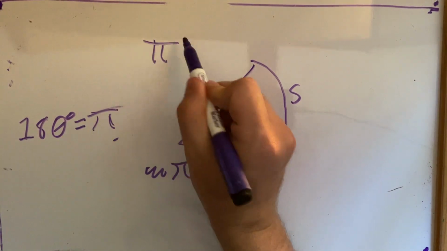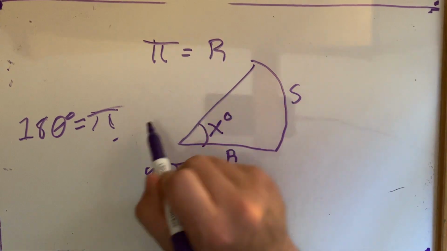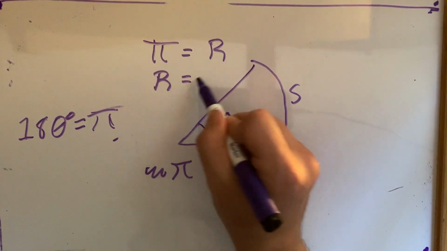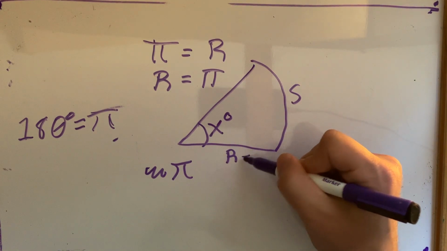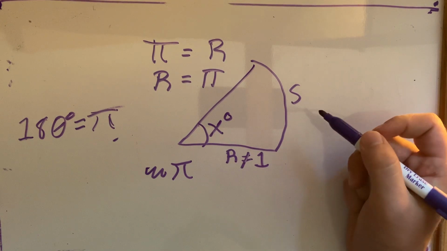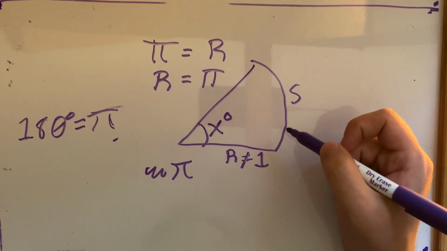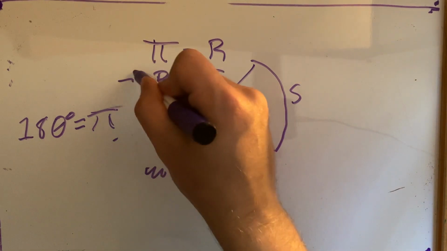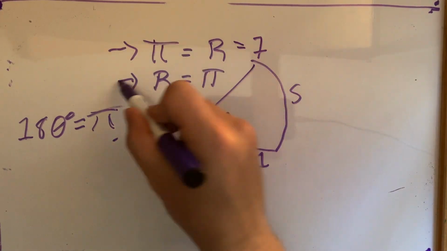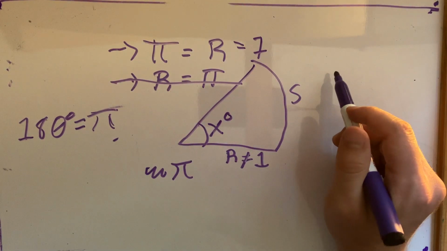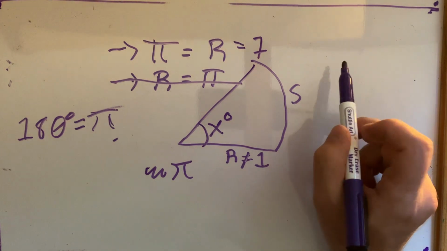Pi is based on radians, but radians are also based on pi. So when the radius is not 1, then we use this system. If the radius equals 1, then we use this system, and we don't use that. That's a little confusing, isn't it?